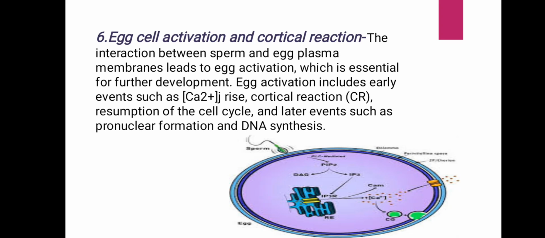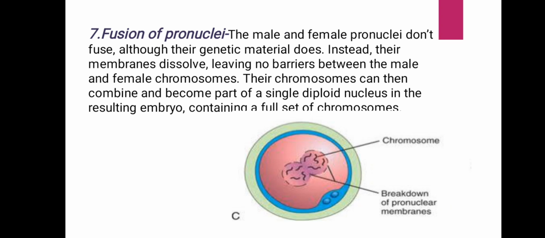The interaction between the sperm and egg plasma membranes leads to egg activation, which is essential for further development. Egg activation includes early events such as Ca2+ rise, cortical reaction or CR, resumption of the cell cycle, and later events such as pronuclear formation and DNA synthesis.